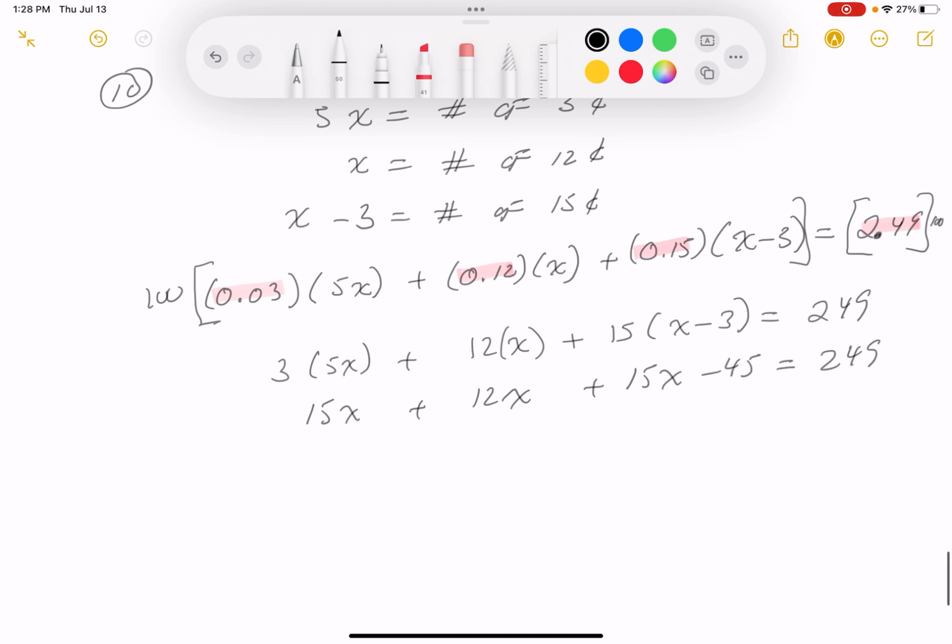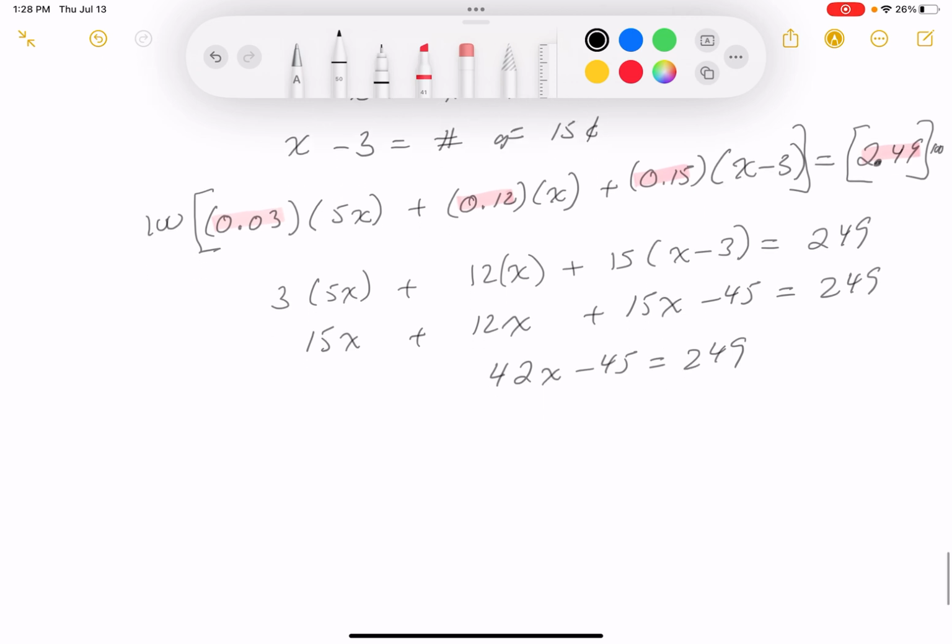I'm going to combine like terms. Let's see, 15 and 15 is 30. 42X minus 45 equals 249. Again, you're free to use calculators. In Math 100, they let you use calculators on exams. If it's a simple calculator, they're not going to let you use a computer, of course, although a calculator is a computer. But a simple, 4-function calculator.